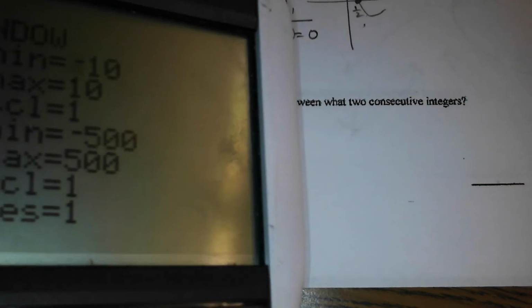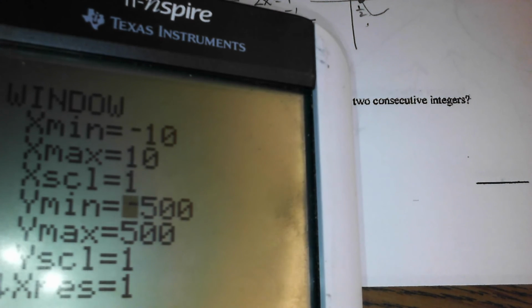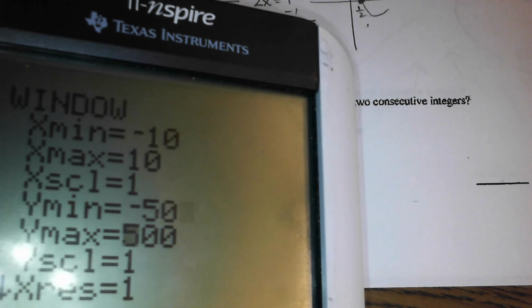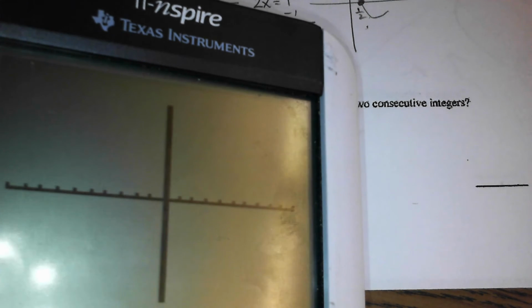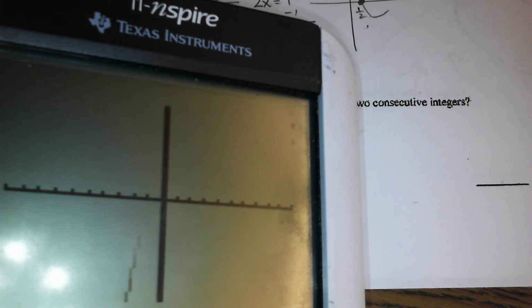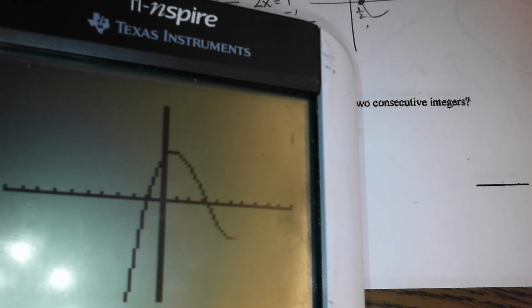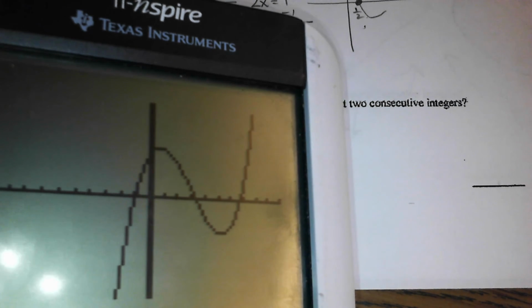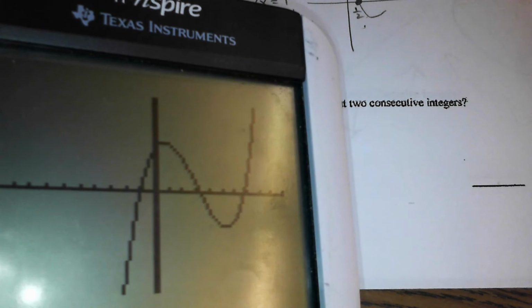What's my y-intercept? 22, so I don't think there's a need to go from negative 500 to 500. Negative 50 to 50 should cut it. Now, am I seeing all the graph?